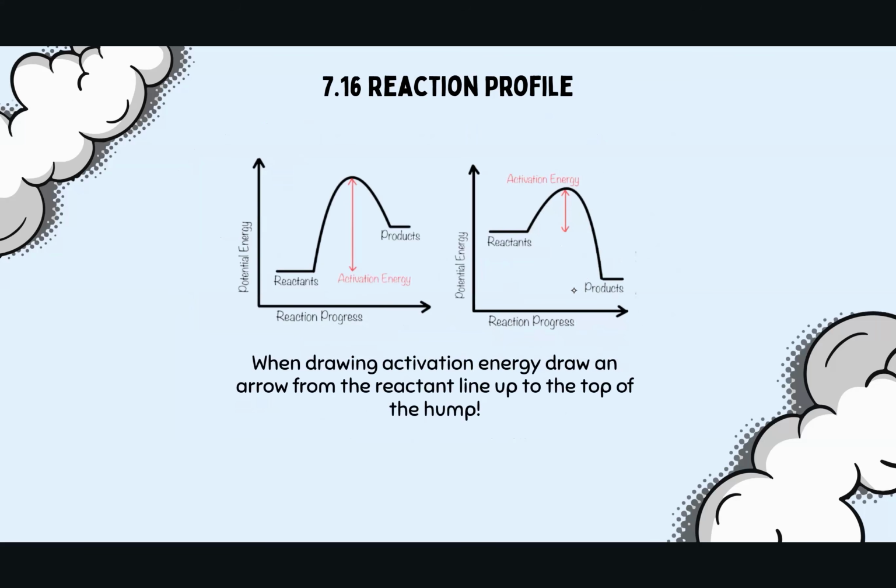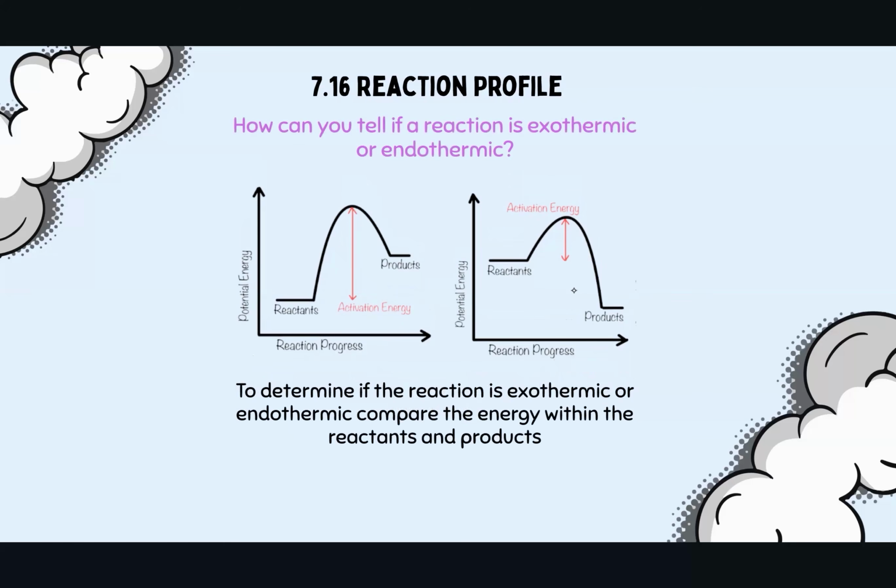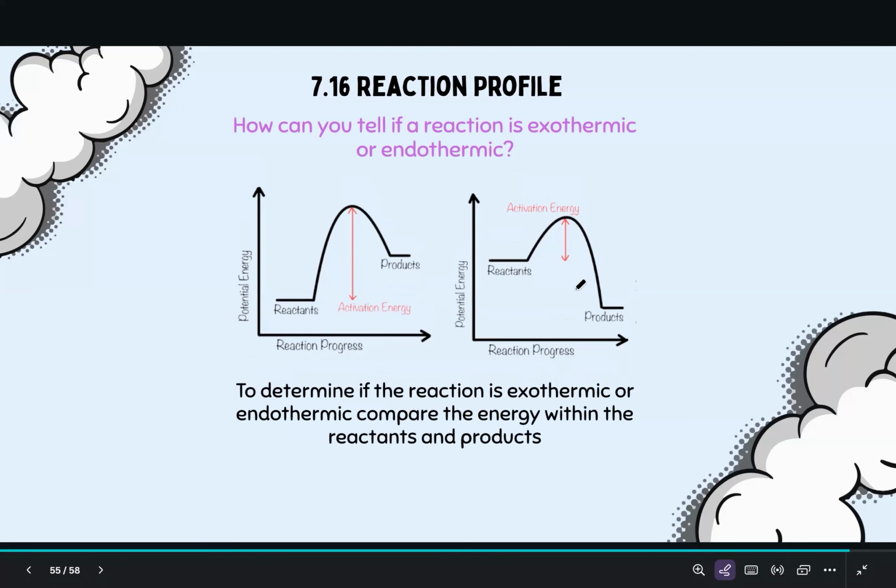Okay, when drawing activation energy, draw an arrow from the reactant line. So always from the reactant line up to the top of the hump. That's how you draw and add your activation energy. And how can we tell if something's exothermic or endothermic?